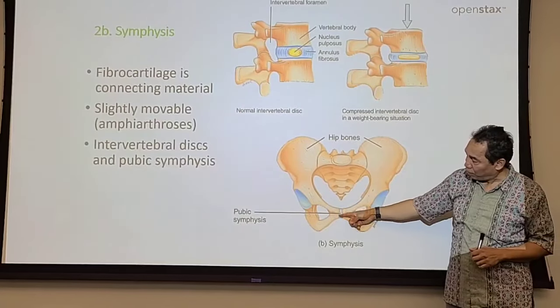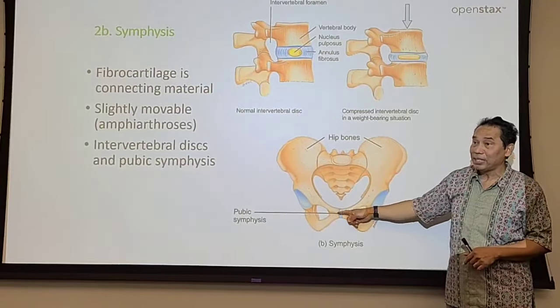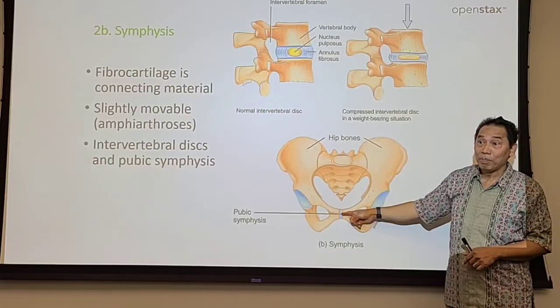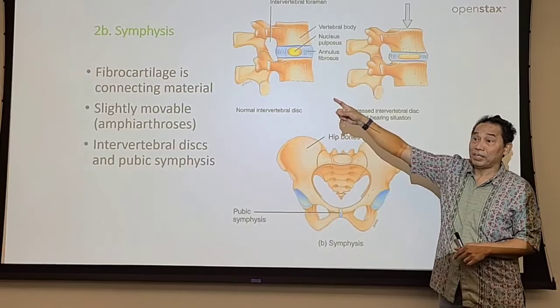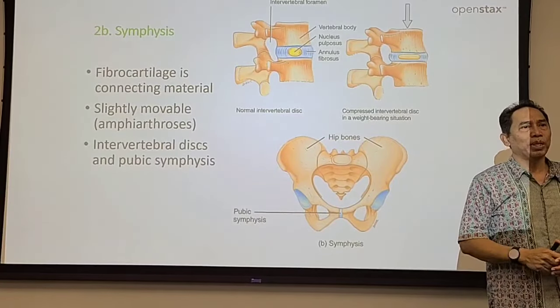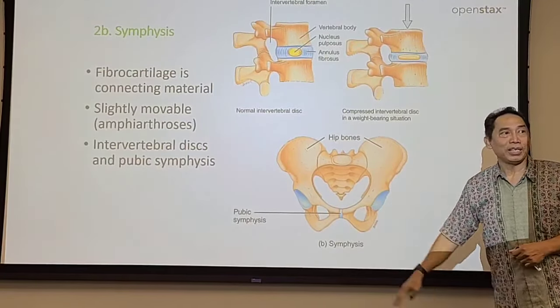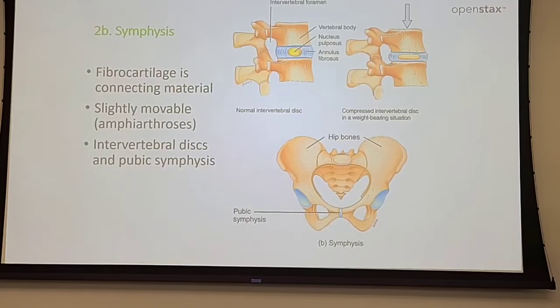There is a place of connection in our pubic area. Therefore, this joint is called the pubic symphysis. You guess what? It also gives slight movement, especially for women. Women can have a little bit more movement in this area, especially when they deliver a baby. When they deliver the baby, that pubic area will be wider.